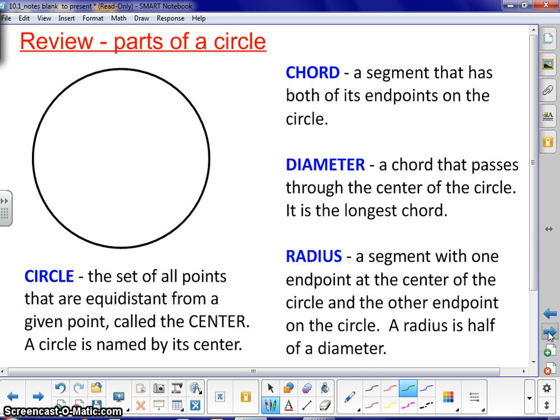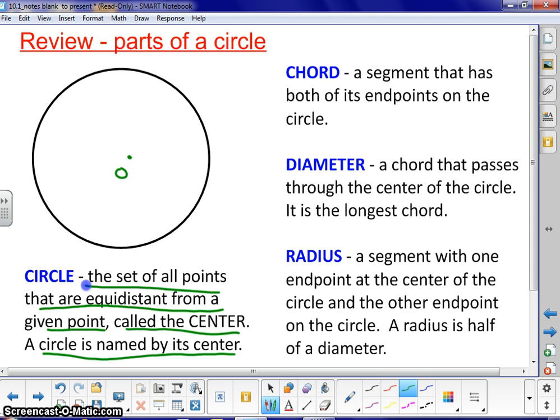So first of all, just a little review. We have seen this throughout the book, but starting off with a circle. It is the set of all points that are equidistant from a given point. We call that point the center, and we know already that a circle is named by its center point. For example, this one we'll call circle O.